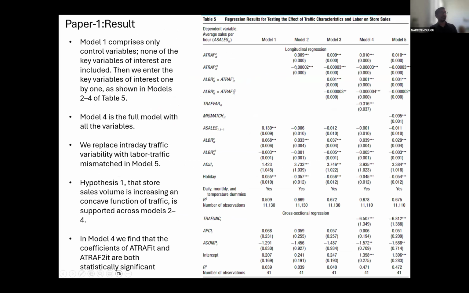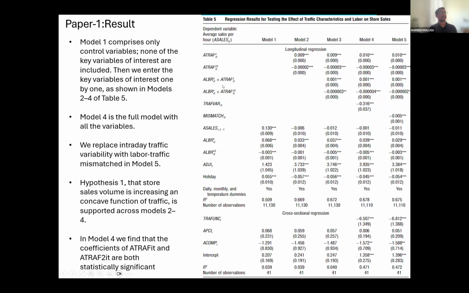So in model 2, to our control variables, we add the traffic linear term and traffic quadratic term. And we see that both the coefficients are significant, and the linear term is positive and the quadratic term is negative, which says that it is concave. Like beyond a point, increasing traffic doesn't really help us in sales.